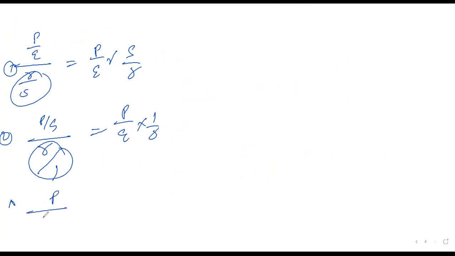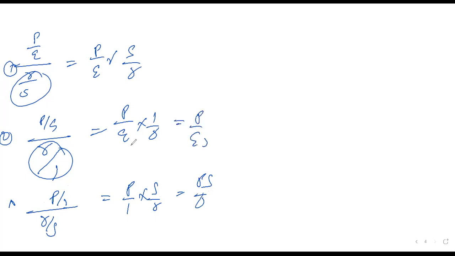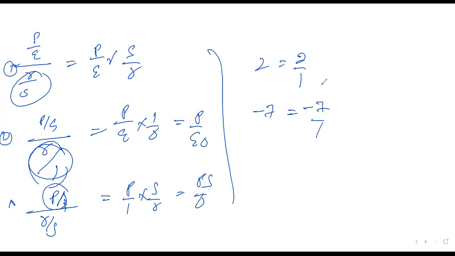Sometimes P divided by R by S is there. Then take P by 1, since nothing is there. So P by 1 into S by R, which is nothing but PS by R. And the earlier one is P by QR. Like this, if nothing is there, you treat it as something by 1, which remains something only. Nothing wrong in that. For example, 2 you can write as 2 by 1. If it is minus 7, you can write minus 7 by 1. In such a fashion, we can take it into consideration.